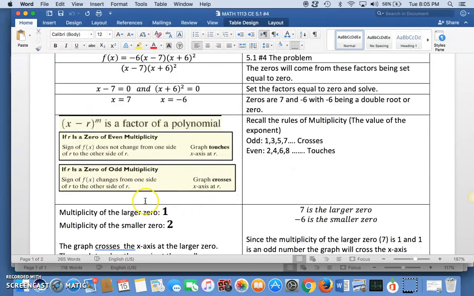So the multiplicity of the larger zero, which is 7: its exponent is non-existent, so since it's not there, it's understood to be 1. For the -6, the factor that produced that -6 has an exponent of 2, so its multiplicity is 2.